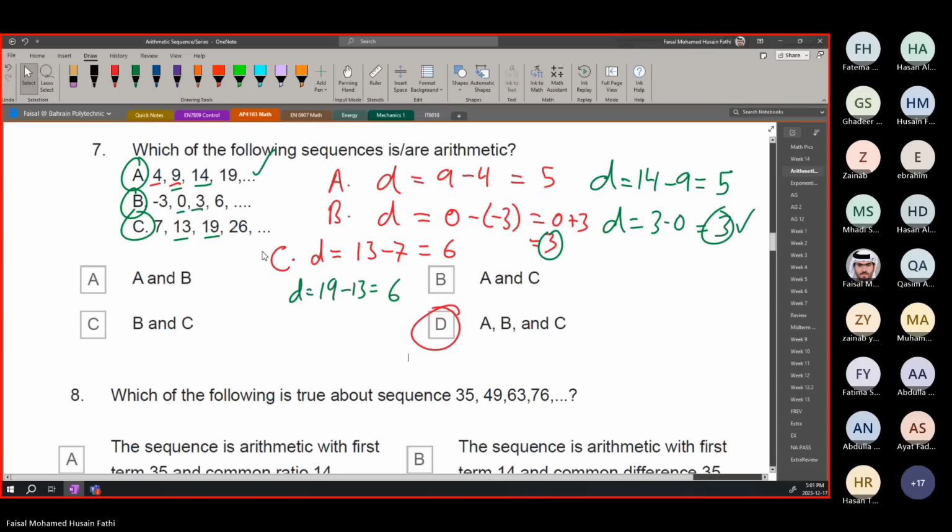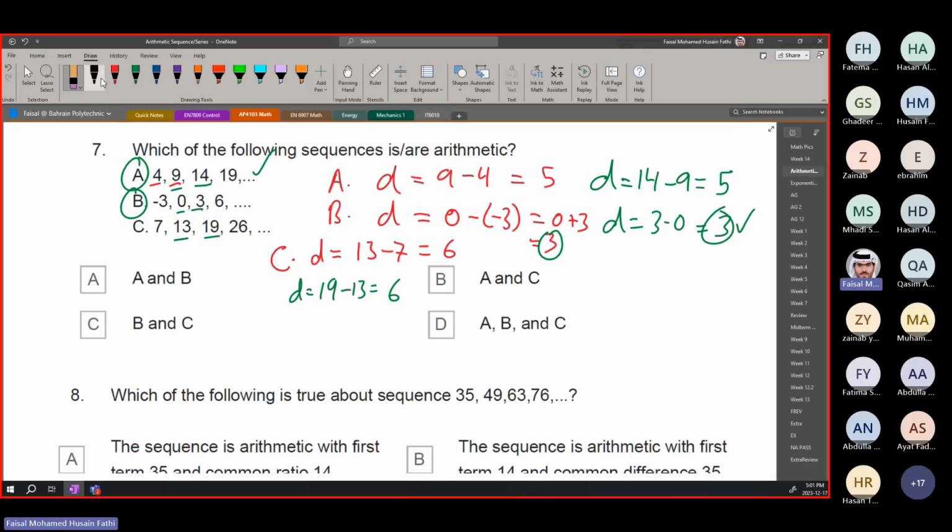All right. Let me just make sure of one thing. Sorry. Make sure you are checking all of the values. Because if you notice here, we have the 26 and 19. If you do 26 minus 19, this is giving you 7. So the common difference here is not equal. So this is not one of them.